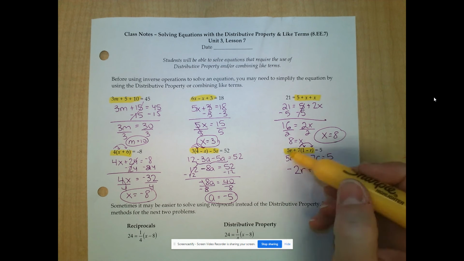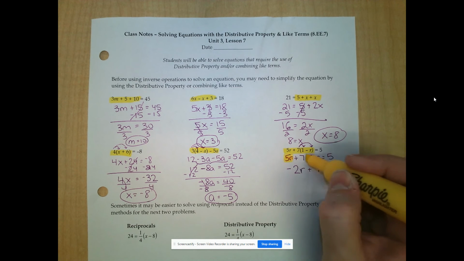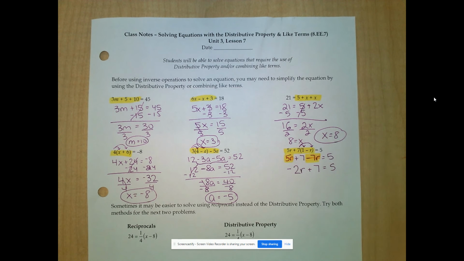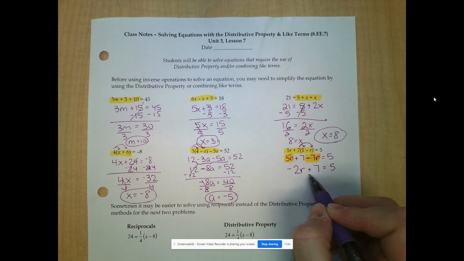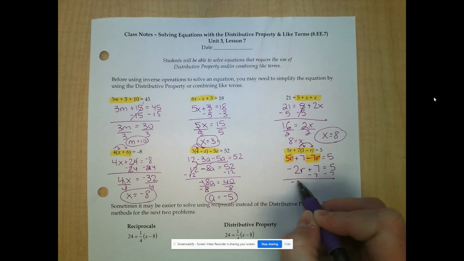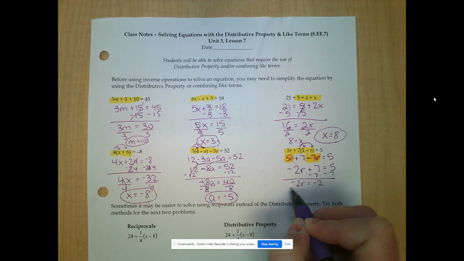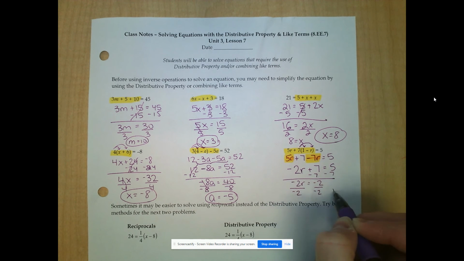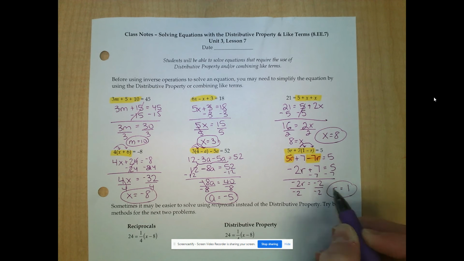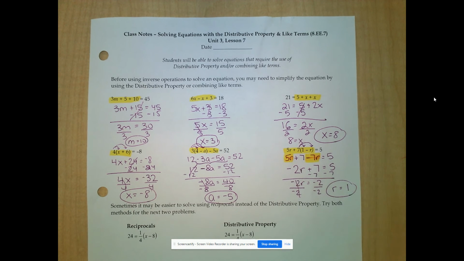So if we just take an extra second, this 5r is positive, and we were taking away 7r. So if I have 5 and I take away 7, that brings me down to negative 2. Now I've got a two-step equation. Subtract 7 from both sides and divide both sides by negative 2. R equals 1. Reason for that, negative divided by negative is a positive.